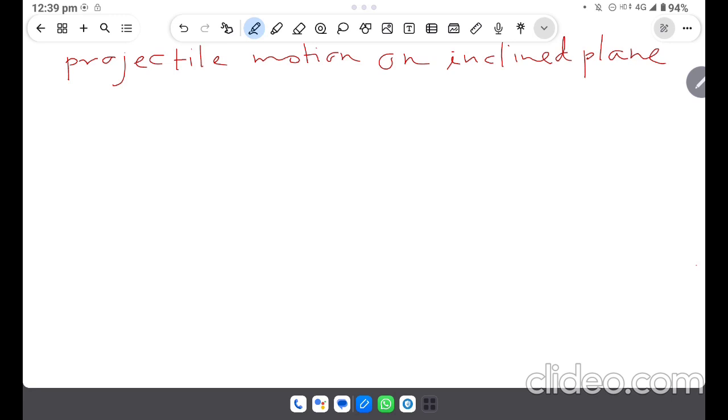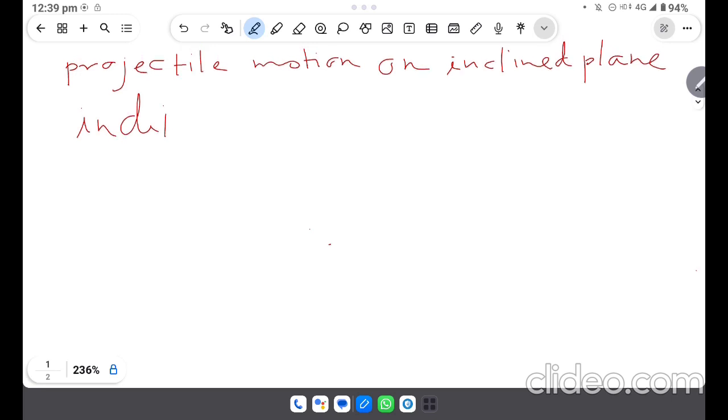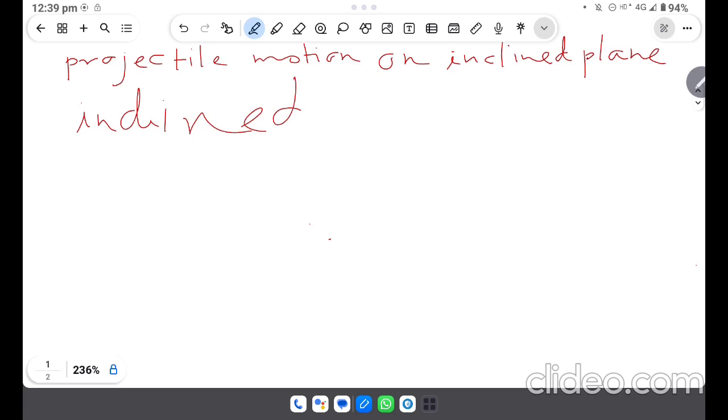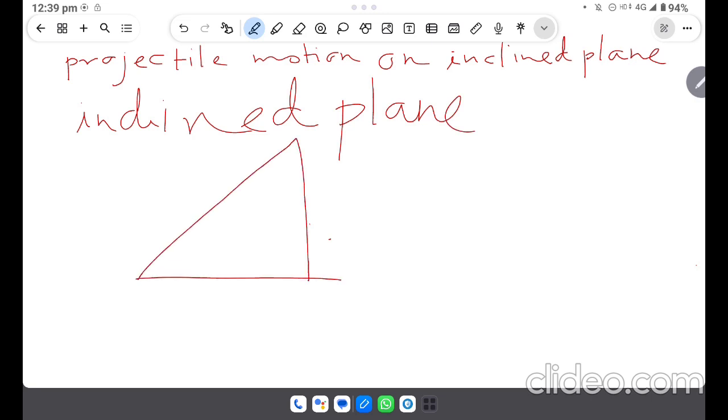So, from the name itself, we can understand that this is the combination of the projectile motion and the motion on the inclined plane. By the inclined plane, we know that it looks like a right angle triangle, and the inclined plane makes an angle theta with the horizontal like this, right?